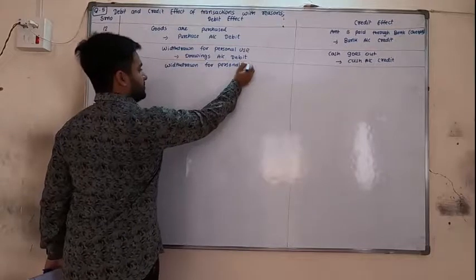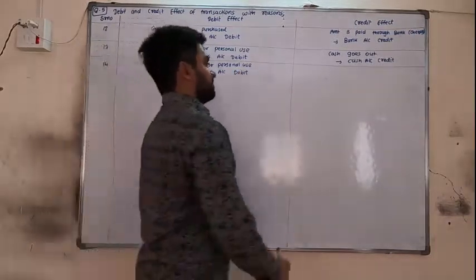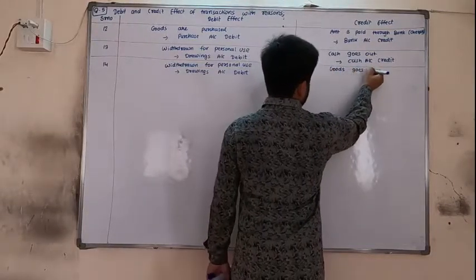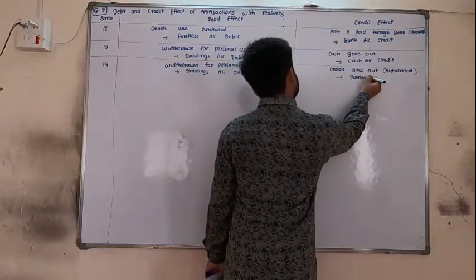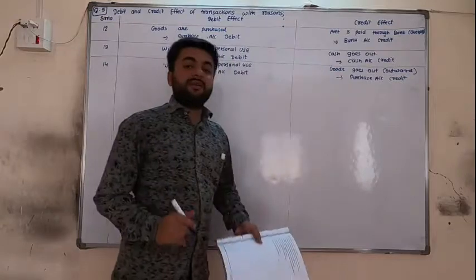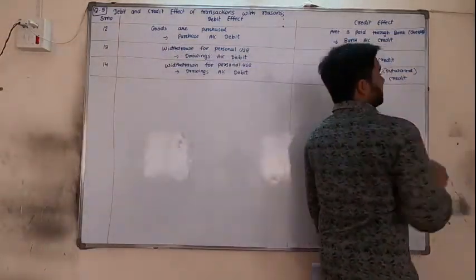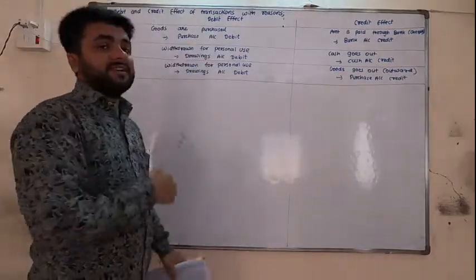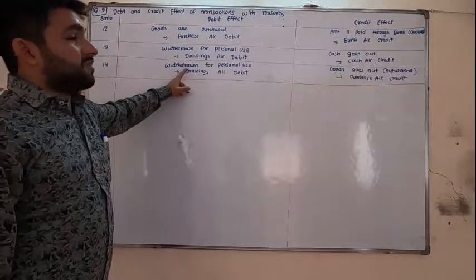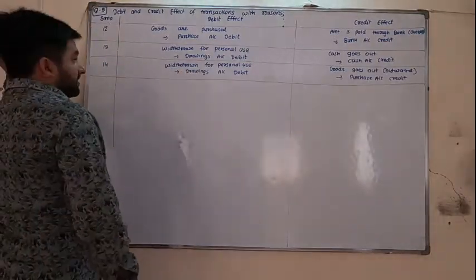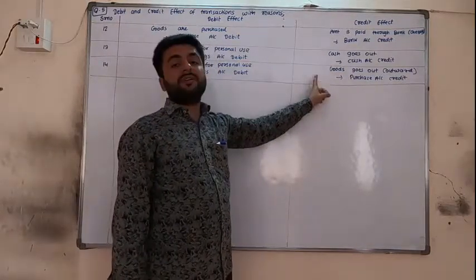Withdrawn for personal use, drawings account debit. Goods go out. In bracket, outward. So when the goods are outward, always purchase account is credit. Remember this thing, don't forget that when goods go outward by other use, meaning by charity, personal use, advertisement, free samples, fire or theft, always purchase is credited, and all others are losses, so that loss is to be debited: loss due to fire, theft, samples, advertisement. But this is not a loss, this is only for personal use. So understand the difference between 13th and 14th. We are withdrawing for personal use, so drawings should be debit. Here nothing is given, so cash goes out, cash credit. Here goods are going out, so purchase should be credit.